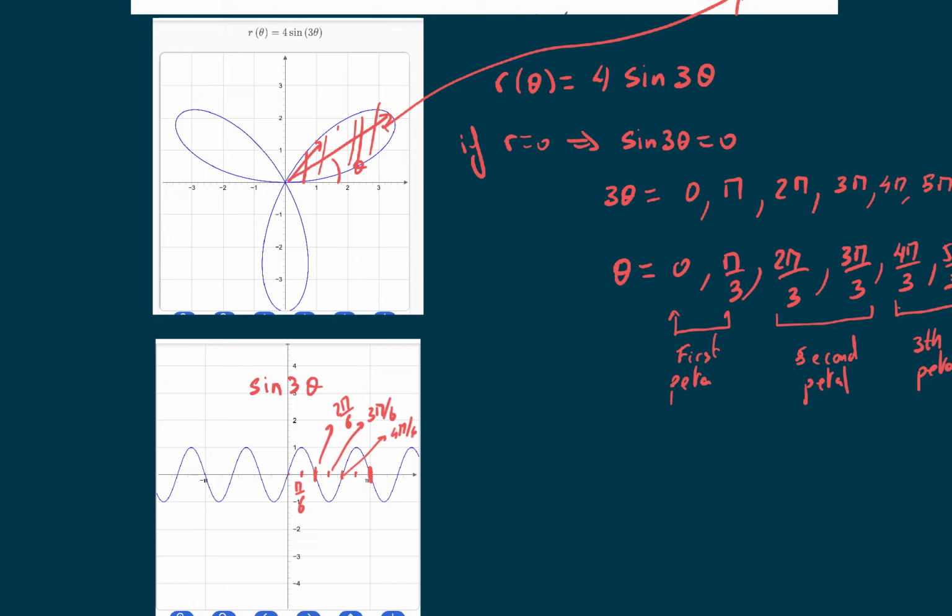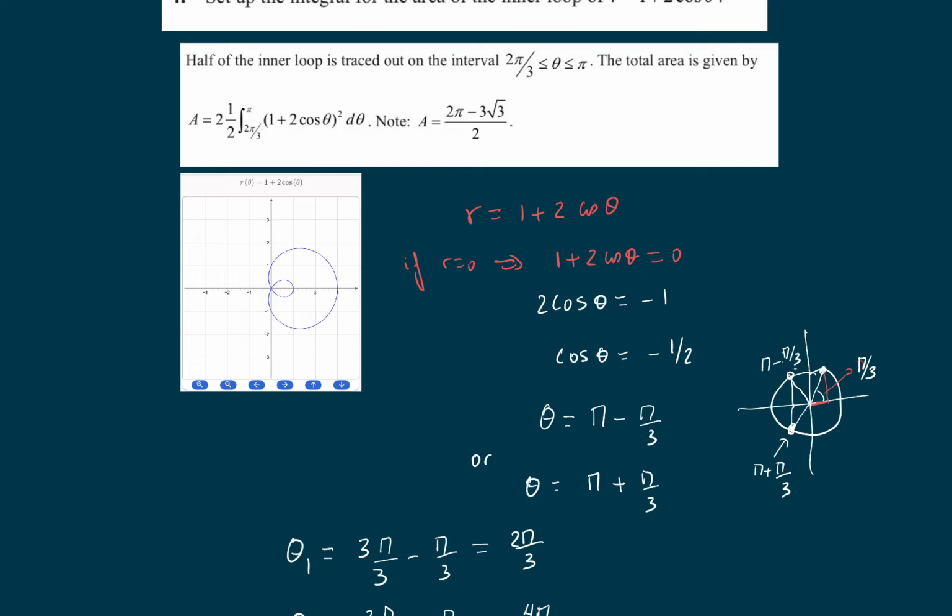And when the function becomes 0, here r is 0, and here is 2 pi divided by 6, that is pi divided by 3. So the first petal is generated between these two angles, between 0 and pi divided by 3, or 2 pi divided by 6. Okay, so the problem is solved. Let's go to the next one. Okay, let's do problem 4.